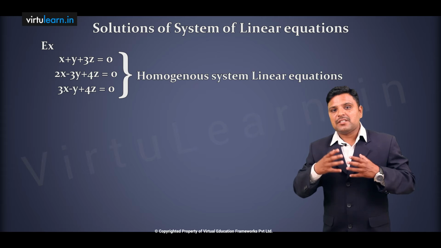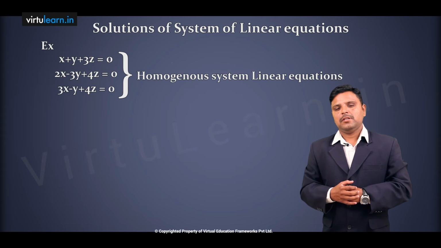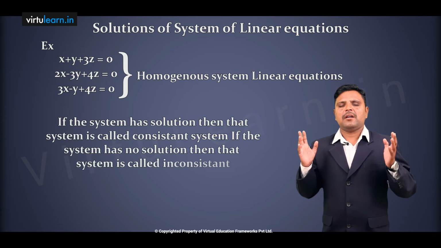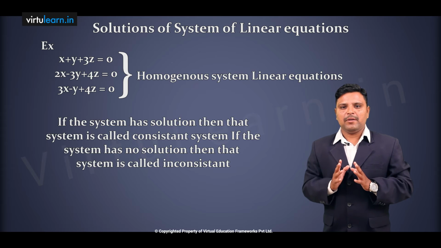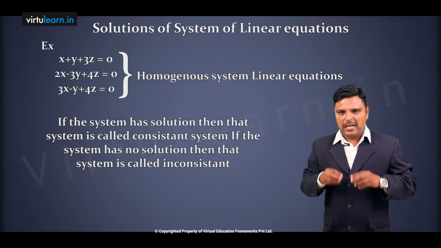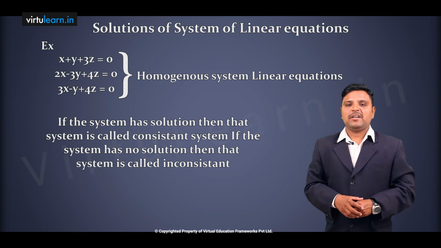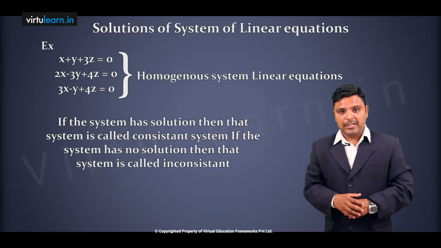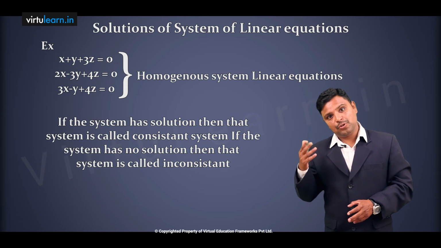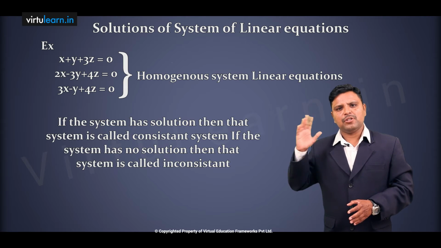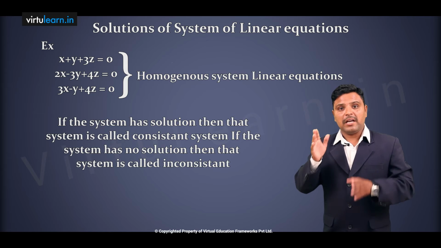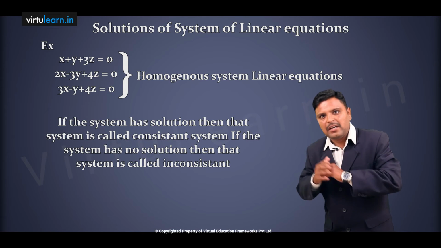Now, if the system has a solution, forget about the solution type for now. There are many types of solutions available. If any system has a solution, then that system is called consistent. Forget about what type of solution it is: unique solution, infinitely many solutions, zero solution, non-zero solution. Different solutions are there. Later I will explain the types of solutions.